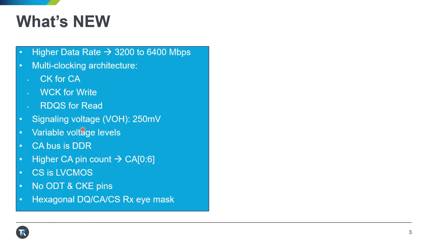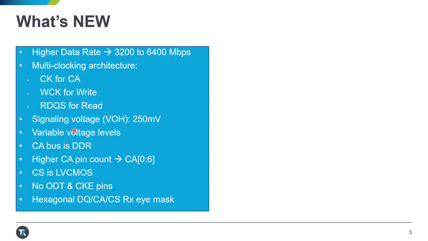Okay, so what's new in LPDDR5? There are plenty of changes. First and foremost, the data rate is higher. It goes all the way till 6400 megabits per second. There's also a speed push planned, which will push the speed till 8400 megabits per second. This new version will be called LPDDR5X. One of the biggest changes is the multi-clocking architecture. We have a separate clock for CA, writes and read burst. And we'll talk about this change in next few slides.